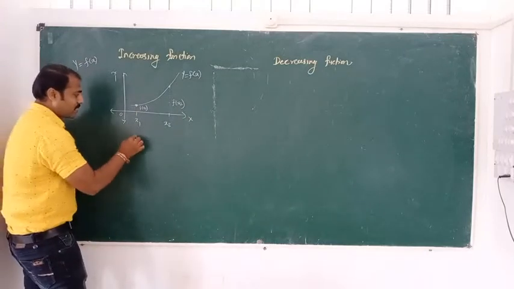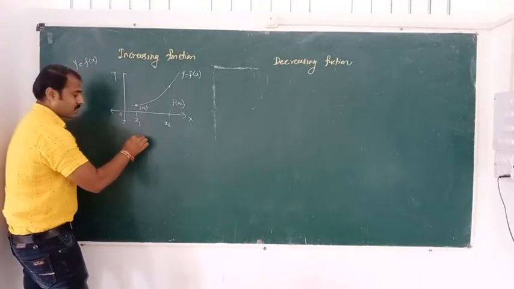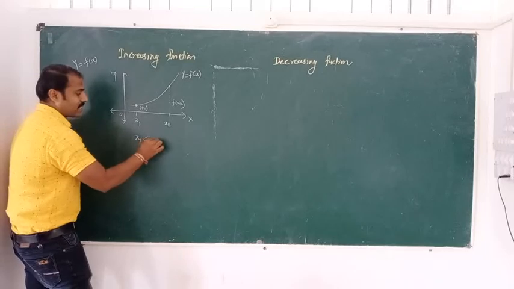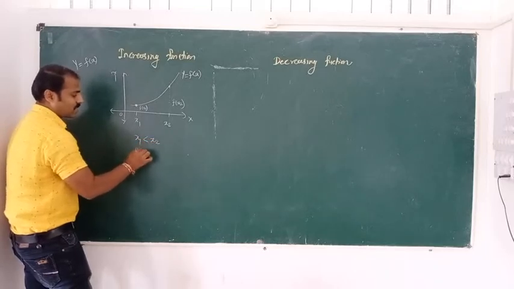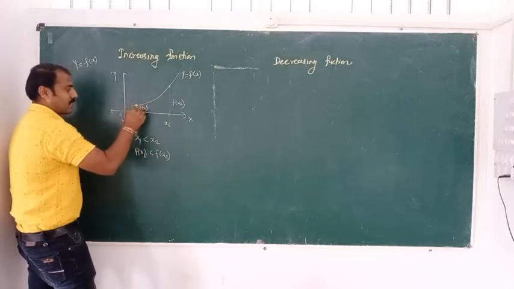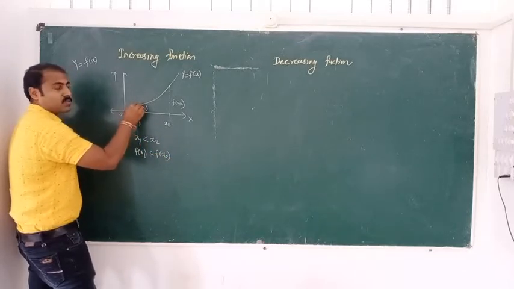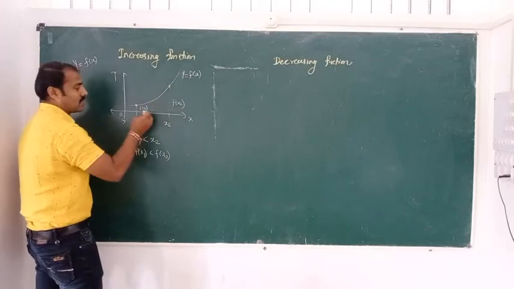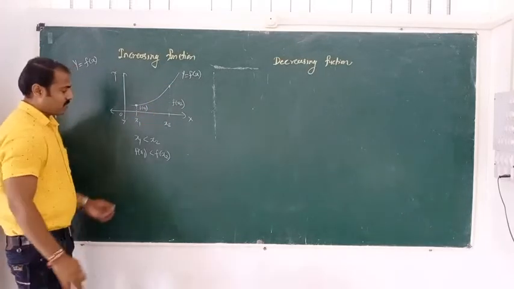So, for an increasing function, for x1 less than x2, f of x1 is less than f of x2. We can clearly see here, here is the f of x1 and here is the f of x2. f of x1 is less than f of x2.